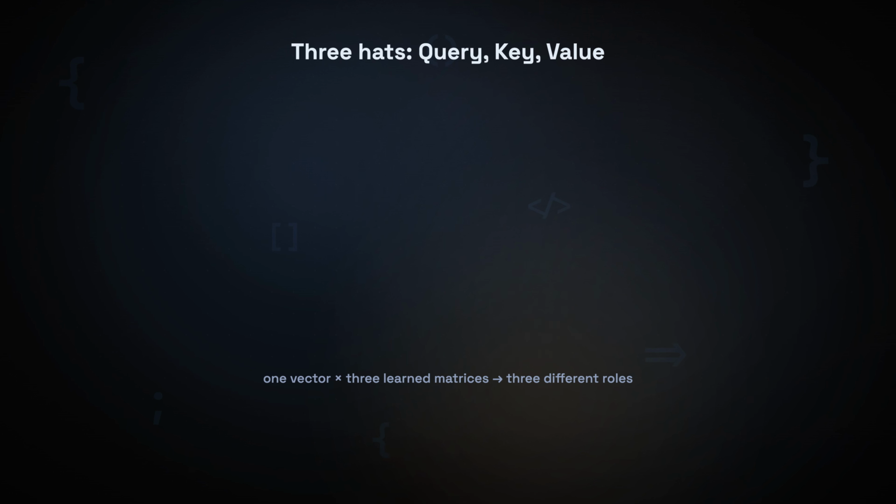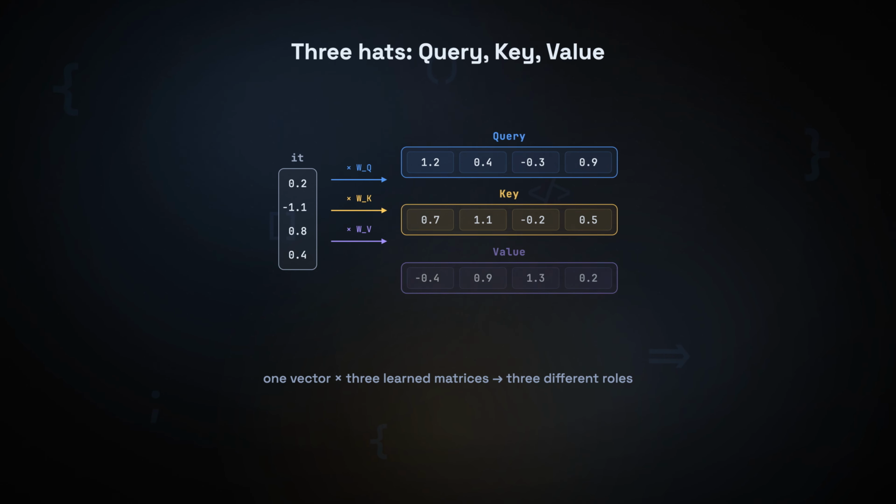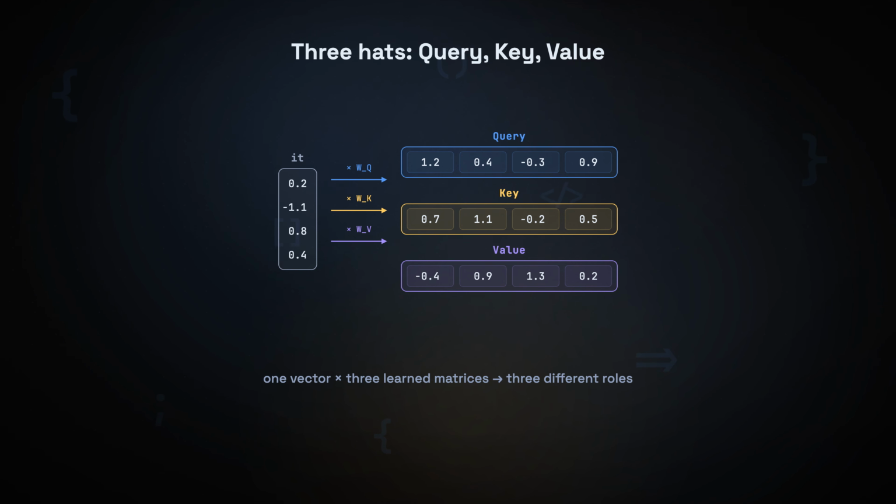Here is the heart of it, and the part that trips absolutely everyone up. So slow down with me, because once this clicks, the rest is easy. Each word's vector is going to put on 3 different hats, not 3 different words. The same vector multiplied by 3 separate learned matrices, producing 3 new vectors. We call them query, key, and value. 3 hats, 1 head. And the whole trick of attention is that these 3 roles do 3 completely different jobs.